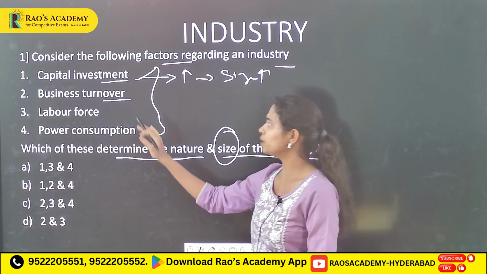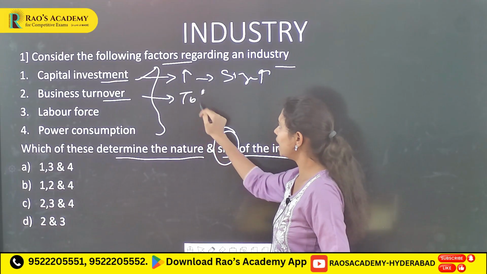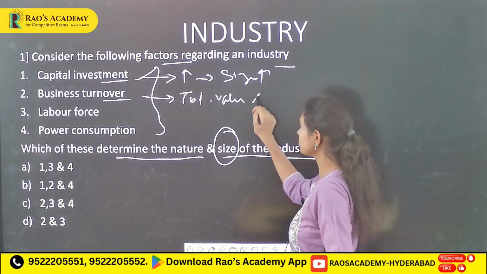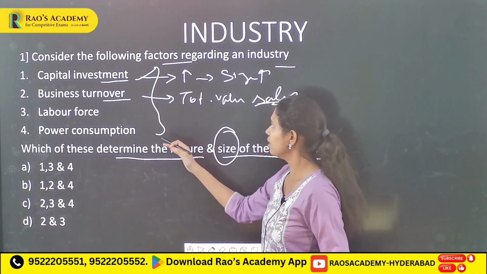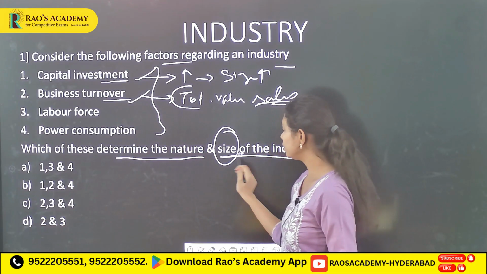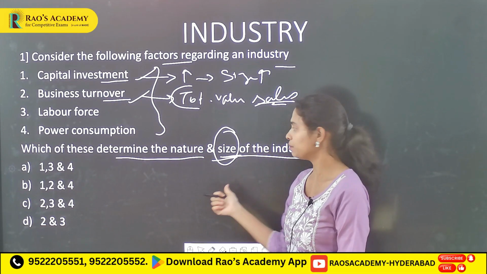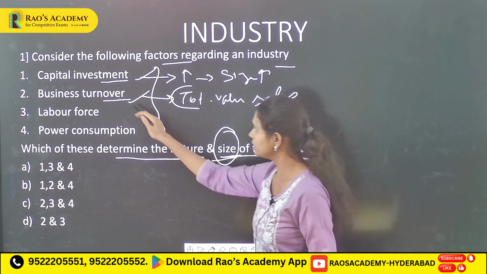What do you mean by the term business turnover? It refers to the total value of sales. On the basis of this business turnover, we analyze and determine a particular industry as a large scale industry or a small scale industry. And the second one is also a correct one.